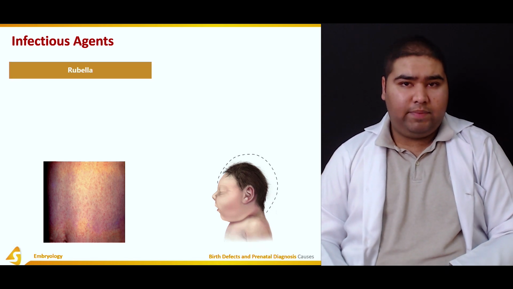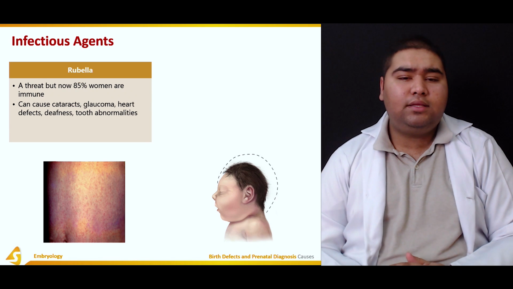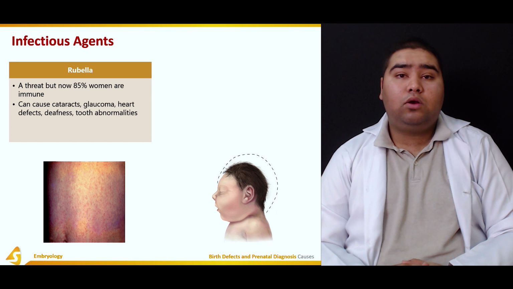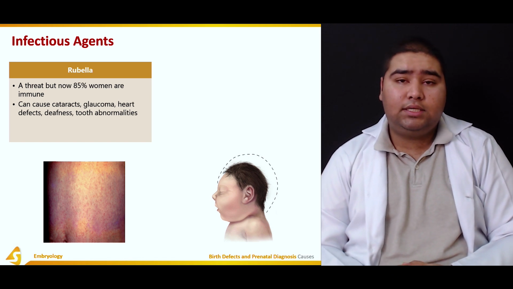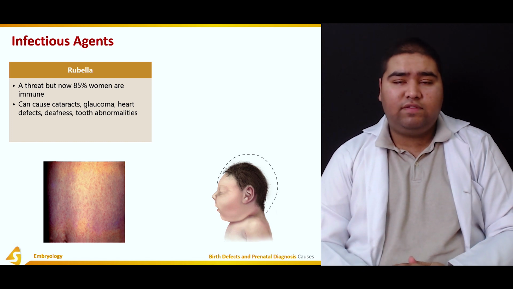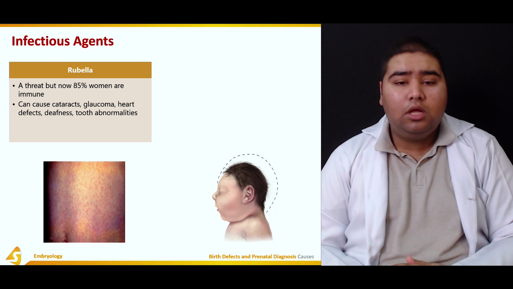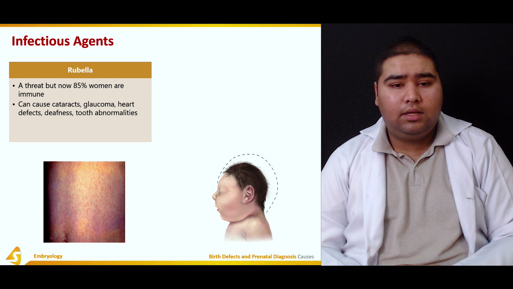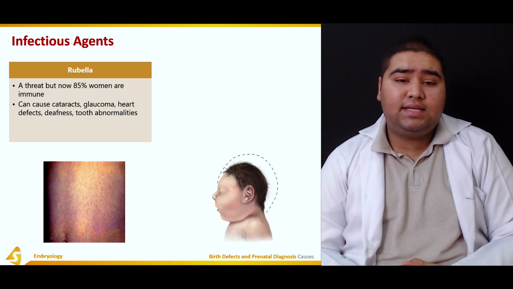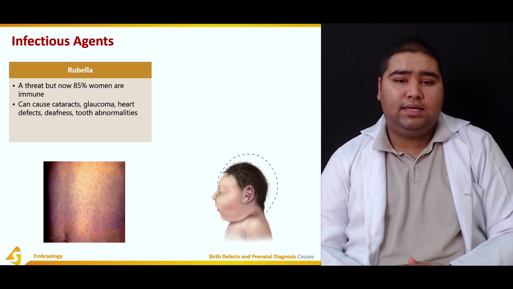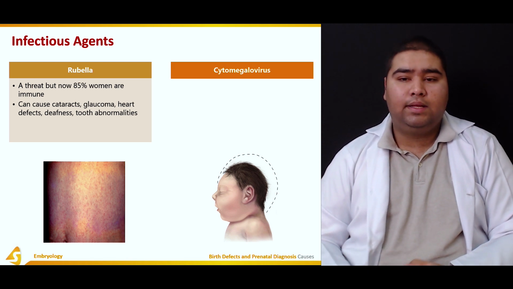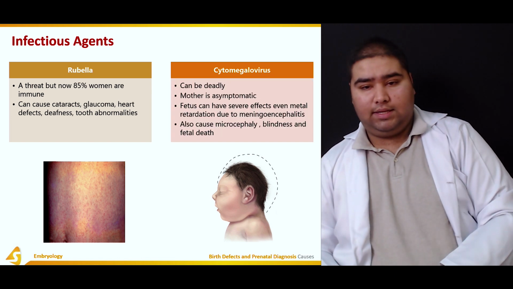So first we have rubella. It was a threat, but now 85% of the women are immune. It can cause cataracts. Cataracts are eye conditions. Most of you must know them. If not, you must see an image of that so that you can keep that in mind. Glaucoma is a raise in the intraocular pressure. There are heart defects, there's deafness, and there's tooth abnormalities. All that can be caused by rubella. It causes measles.